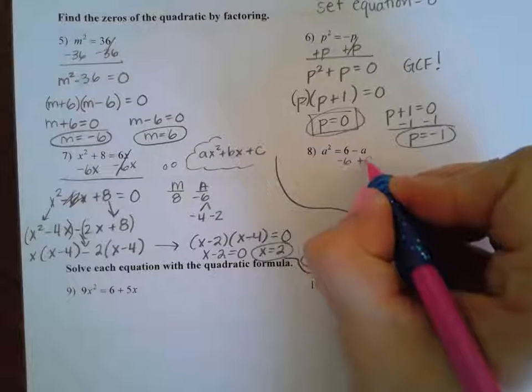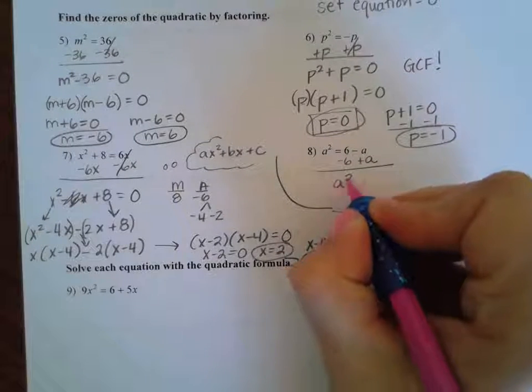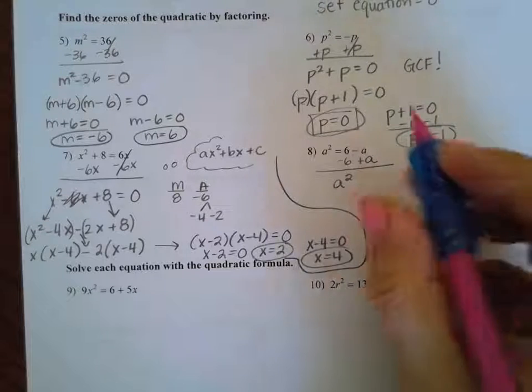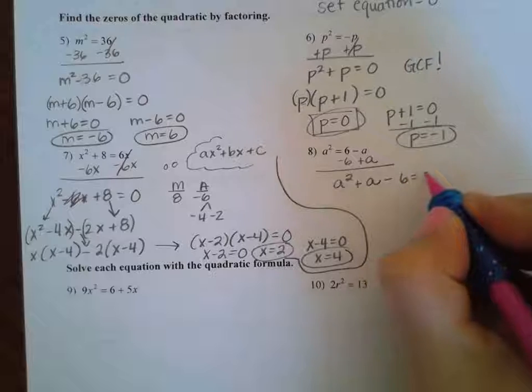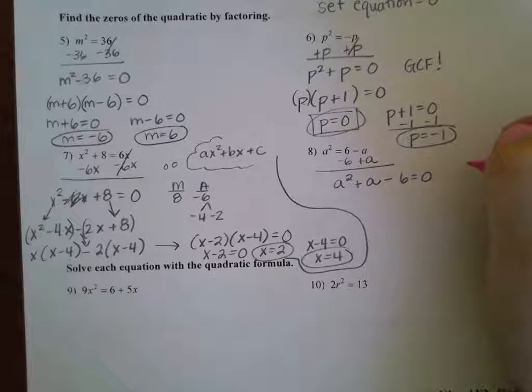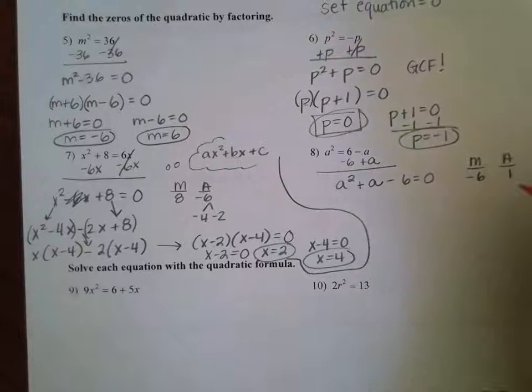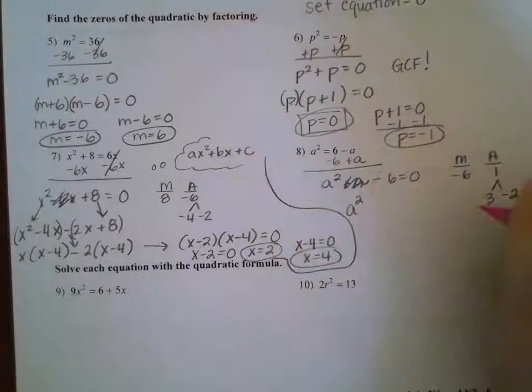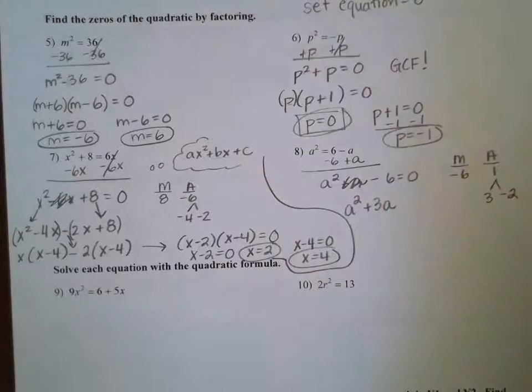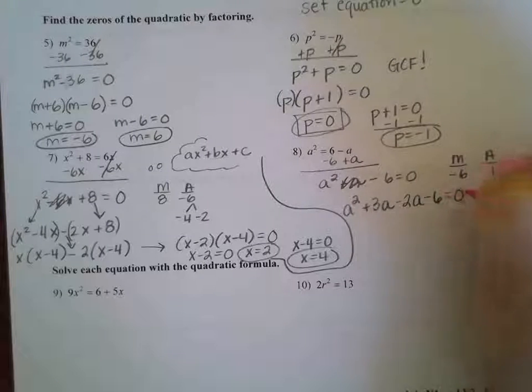So subtract 6, add a. So a squared, let's see, we'll put this all in the right order. It needs to be plus a, and then minus 6 equals 0. So we need to think of what multiplies to negative 6 and adds up to 1. It's going to be 3 and negative 2. So we scratch this out, rewrite this, a squared plus 3a minus 2a minus 6 equals 0.